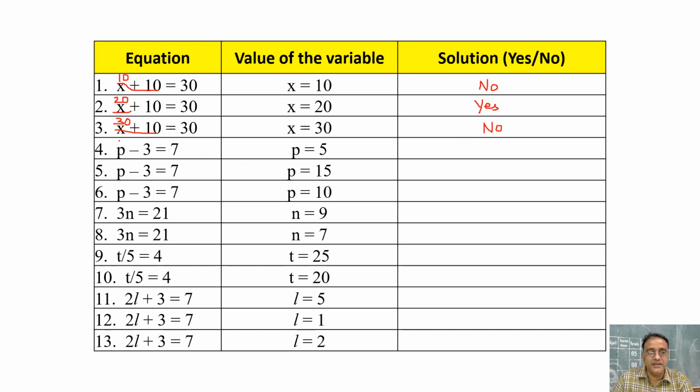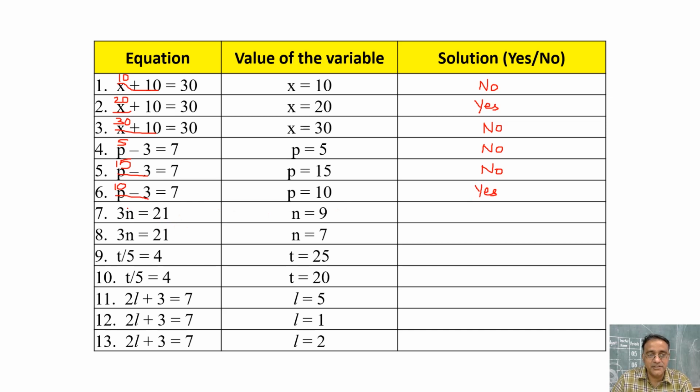If we substitute p is equal to 5, 5 minus 3, 2, which is not equal to 7. So the answer is no. If we substitute p is equal to 15, 15 minus 3, 12. Again it is not equal to 7. So the answer is no. If we substitute 10, 10 minus 3, 7, which is equal to RHS. So the answer is yes.